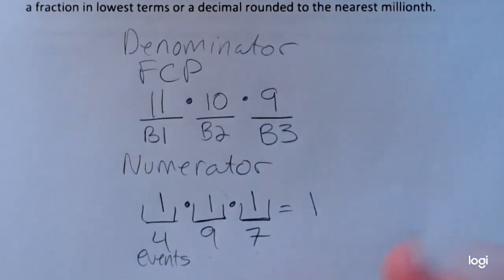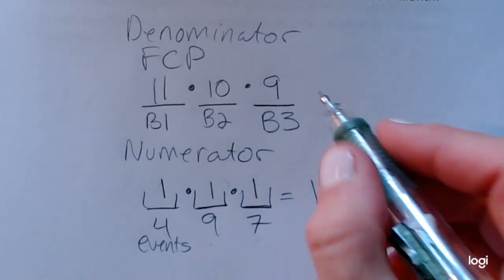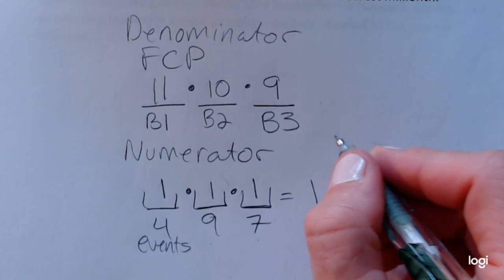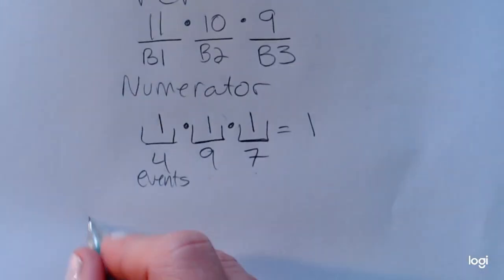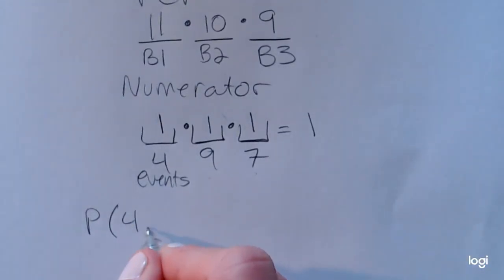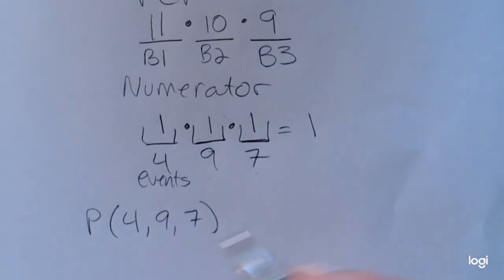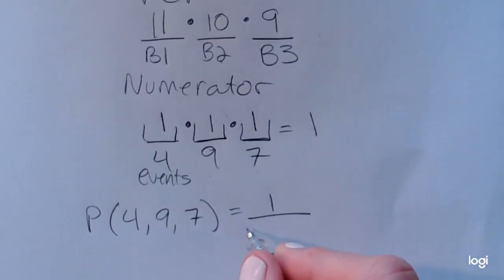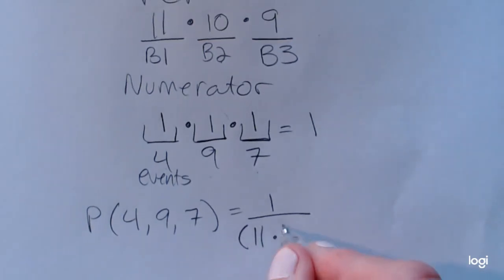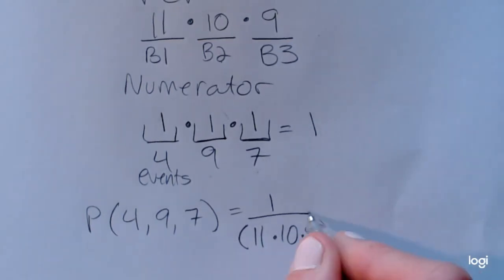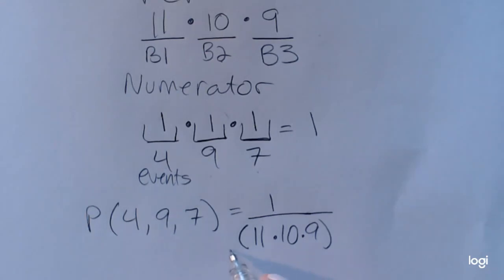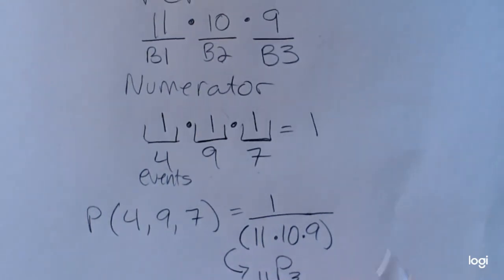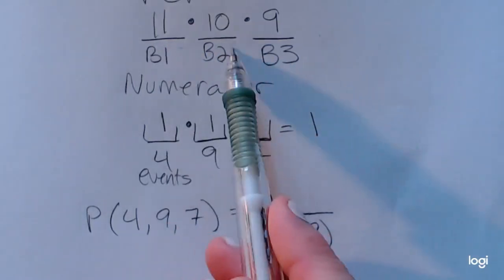Alright, so putting these two together, using probability notation, getting a 4, then a 9, then a 7, it's going to be 1 out of 11 times 10 times 9. Also, this denominator can be thought of as 11 permute 3 because this is in fact a permutation.